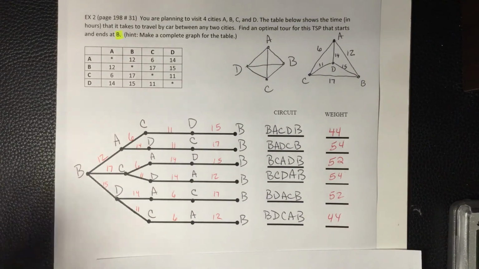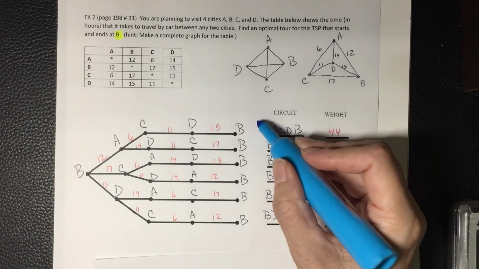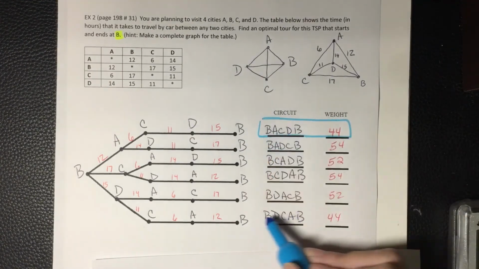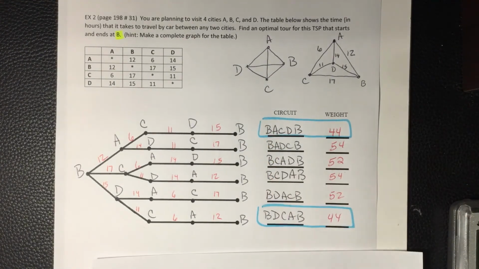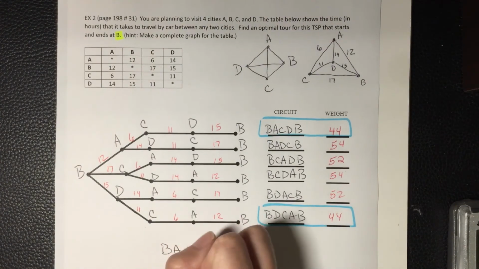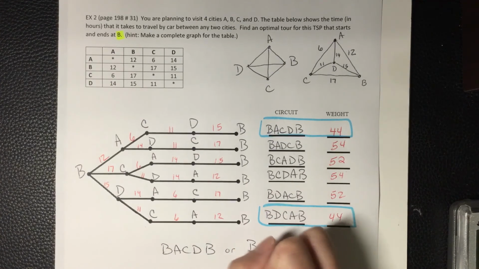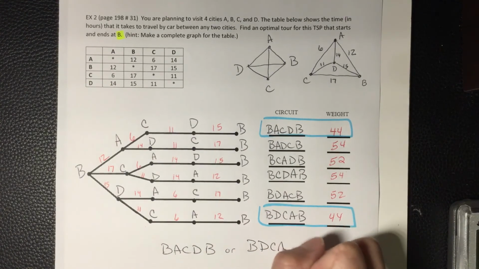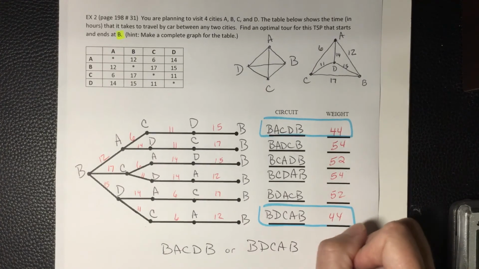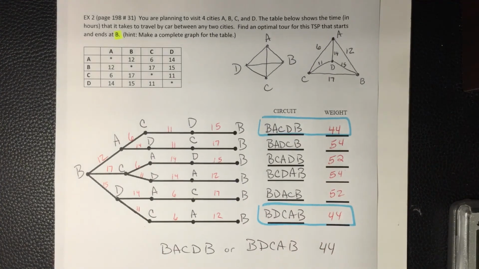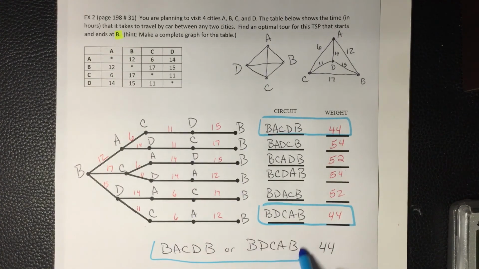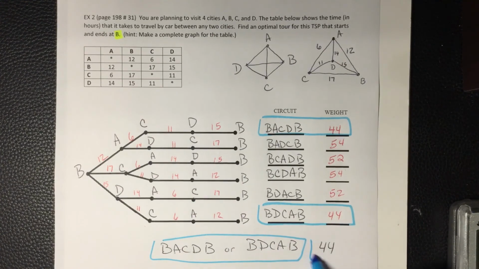All right, so you want the one with the least weight. So here we'll have 2. Our answers are B, A, C, D, B, or the reverse version of that, B, D, C, A, B, and we have a weight of 44. So we want to list both circuits and the weight.